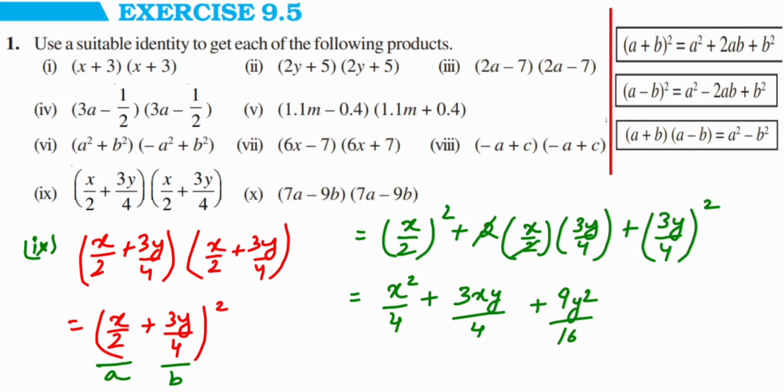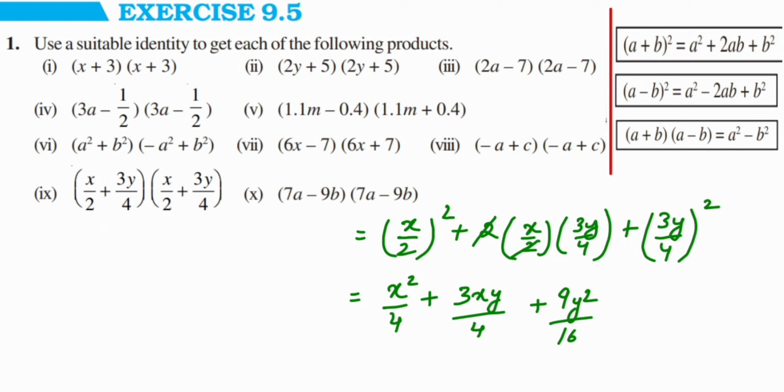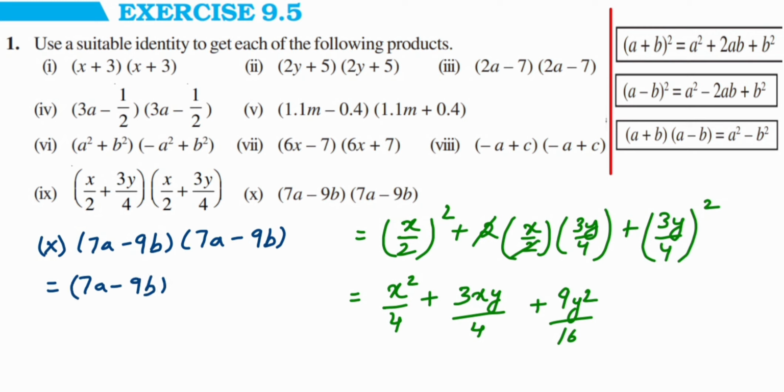Now we'll go to the last problem, which is the 10th one, 7a minus 9b into 7a minus 9b. So the 10th one, 7a minus 9b multiplied by 7a minus 9b. So this is like 7a minus 9b whole square. So just think which identity we have to apply here. Yes, it's the second identity, a minus b whole square, so a square minus 2ab plus b square.